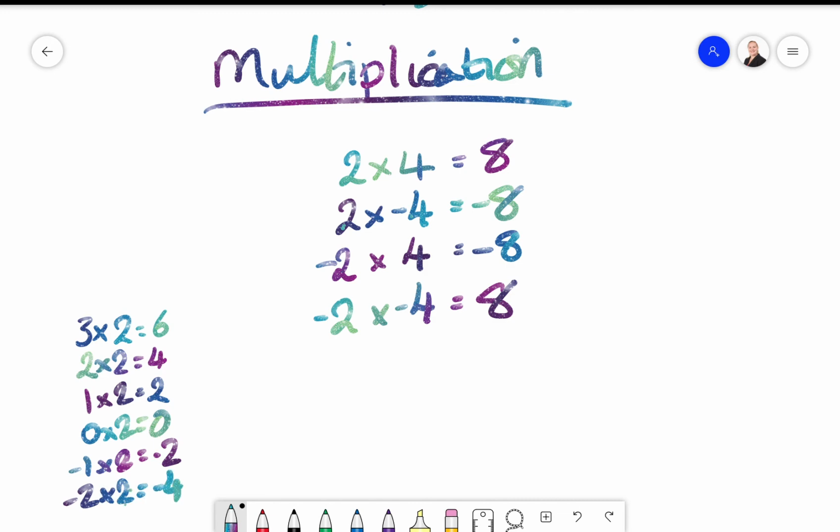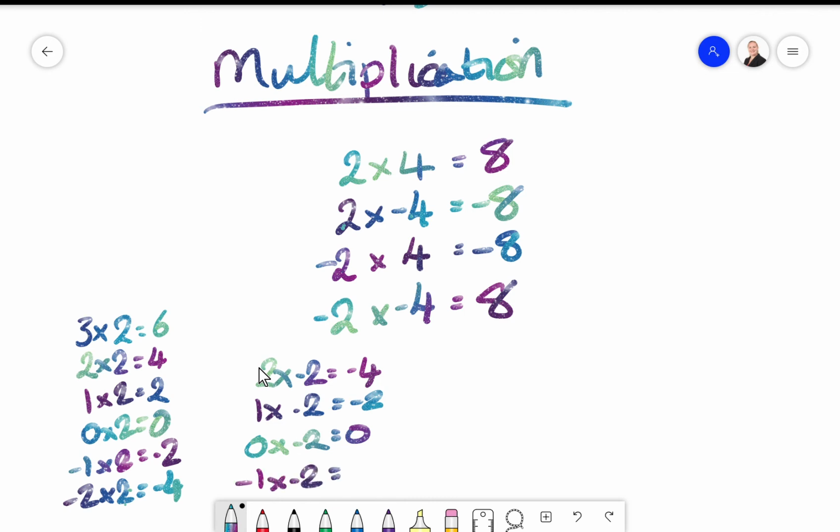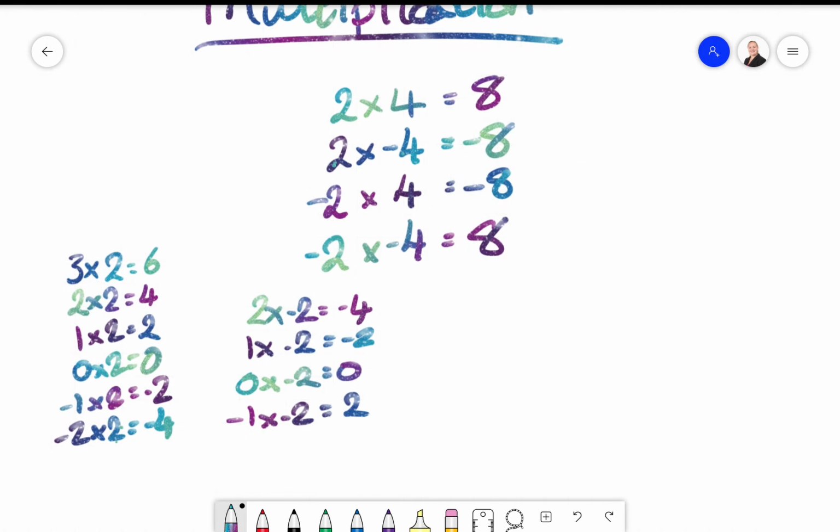Remembering it's the same when you switch things around the other way, so I can say 2 times minus 2 is minus 4. 1 lot of minus 2 is going to be minus 2. 0 lots of minus 2 is 0. You can see this is going up by 2, so minus 1 times minus 2 is going to be 2. And then minus 2 times minus 2 is going to be 4. So for multiplication, you can learn the quick trick that if the signs are different, the answer is negative. If the signs are the same, the answer is positive.